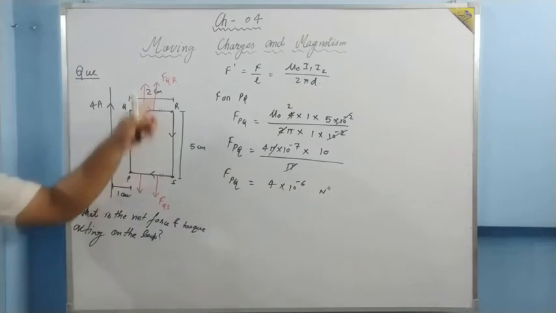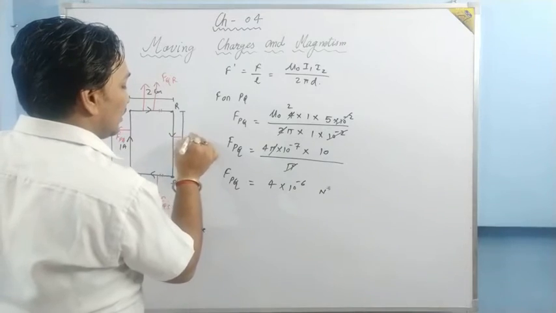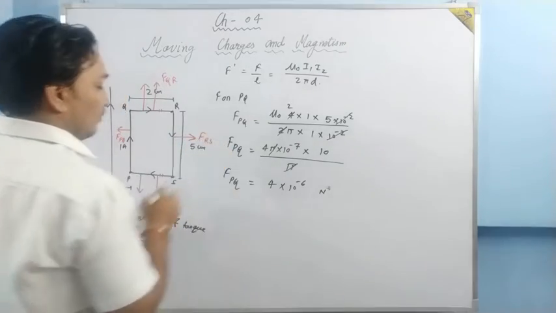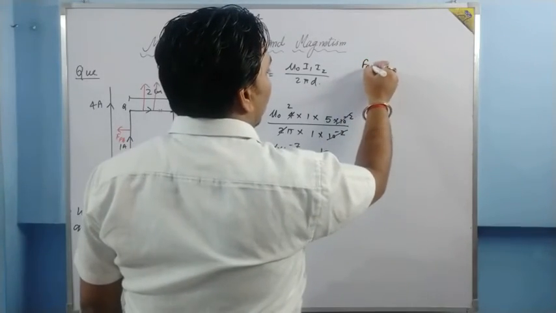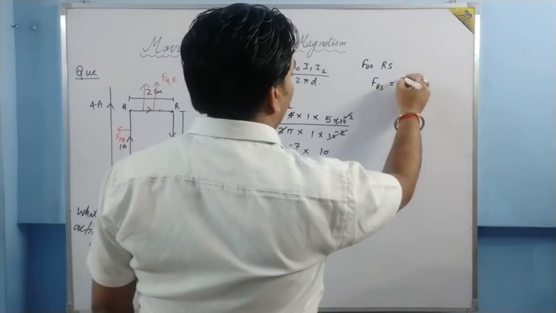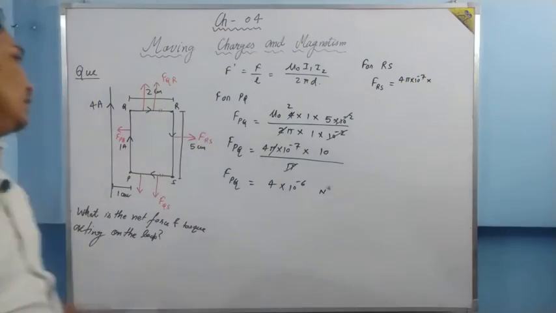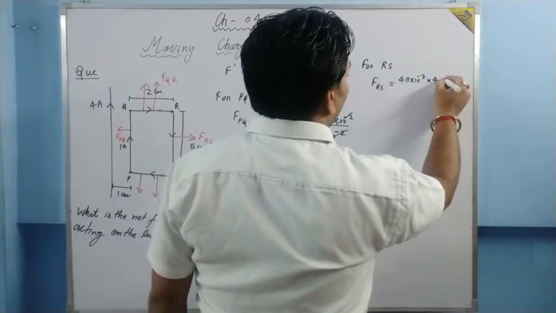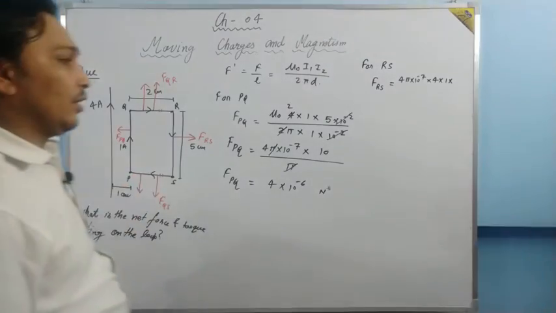Now the force on the RS wire. The RS section of wire is having just opposite current, and when current is opposite, there is a mutual repulsion. The force acting on this wire will be in this direction. This force is FRS. Now what is the value of FRS? FRS will be equal to, what is the value of mu naught? 4 pi into 10 to the power minus 7. What is the value of I1? 4 ampere. What is the value of I2? 1 ampere. What is the distance now? 2 plus 1, 3 centimeter now.